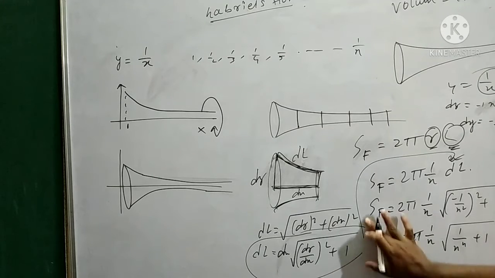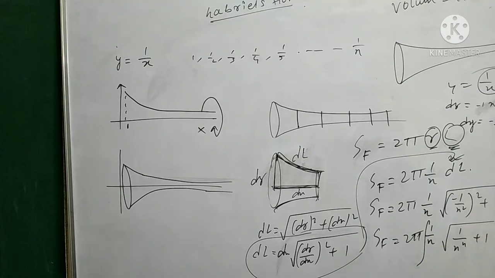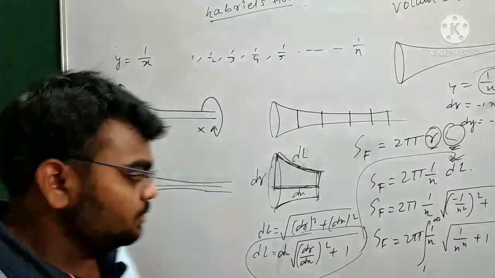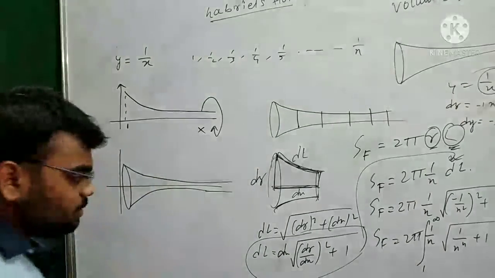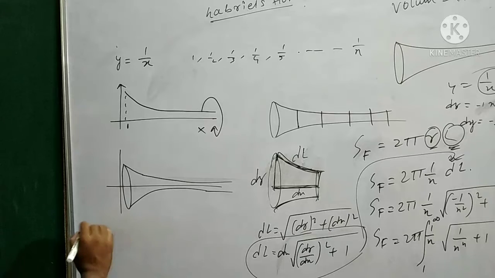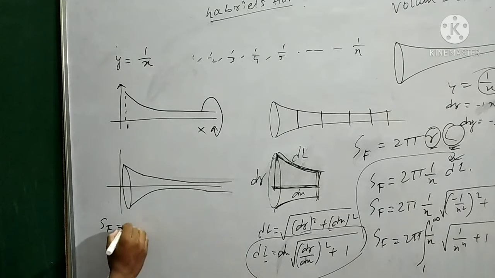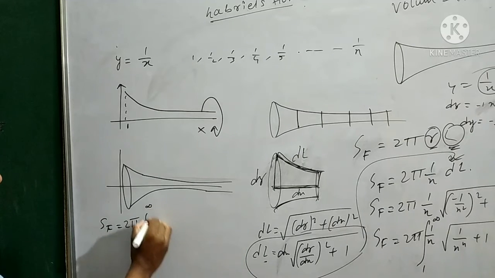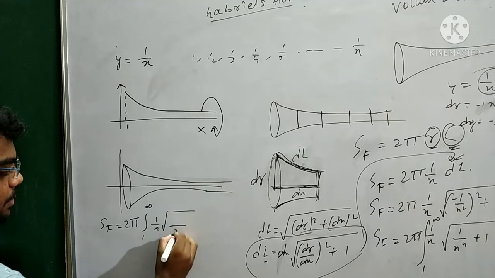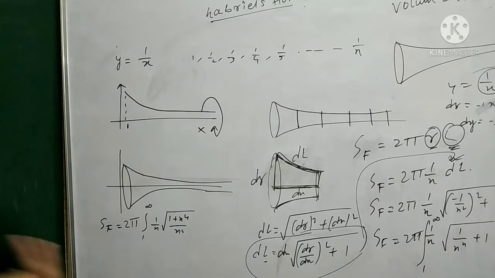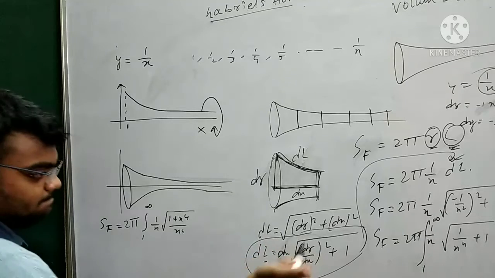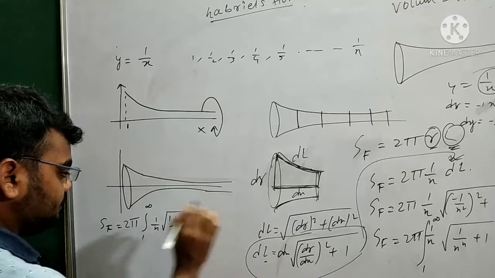Now if you integrate this with the limit, that is 1 to infinity, then what will we see now? That's the question. Now see here, S will be equal to 2 pi integral from 1 to infinity of 1 upon x times root under 1 upon x to the power 4 plus 1 dx.